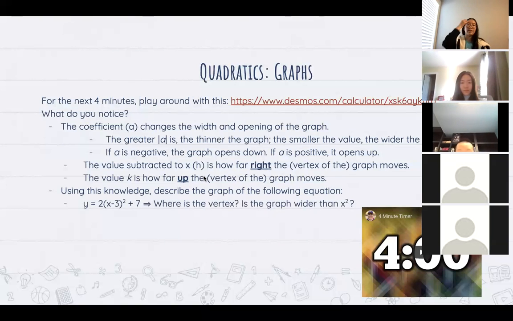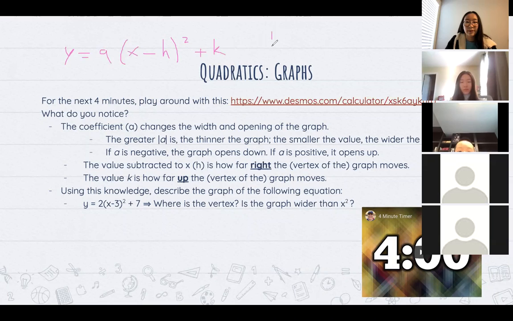So let's use that knowledge. Let me just write out the equation on here to help you. So y equals a times x minus h squared plus k.